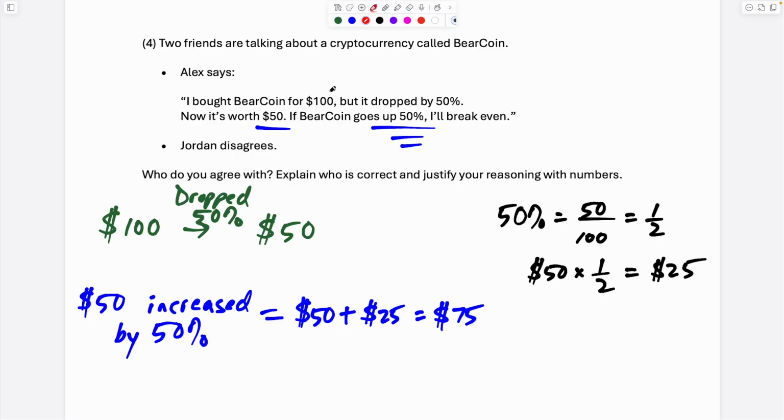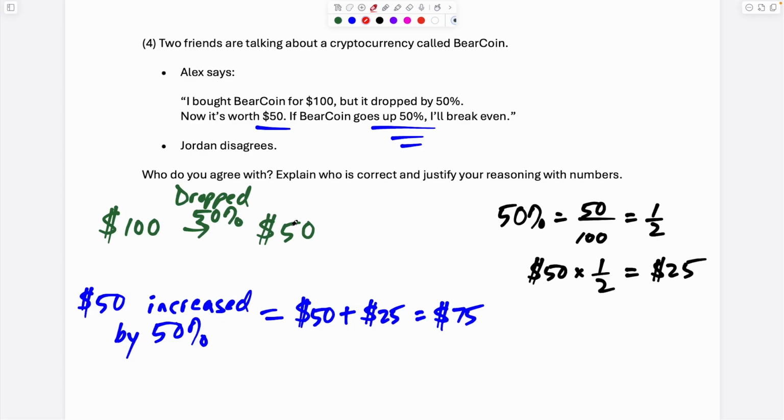And this is a very common misunderstanding with stocks or any sort of investment: when people have their investment drop by a certain percent, they just automatically think, if they don't think too carefully, oh, it just has to go up by that same percent for me to go back to where I was. But that's not true, okay? In this case here, if the value of the Bearcoin goes down by 50%, going up by 50% is not going to bring us back to even. It would actually have to go up by 100%, okay?